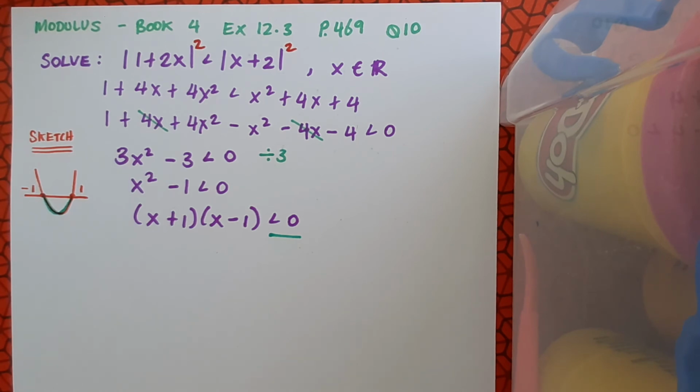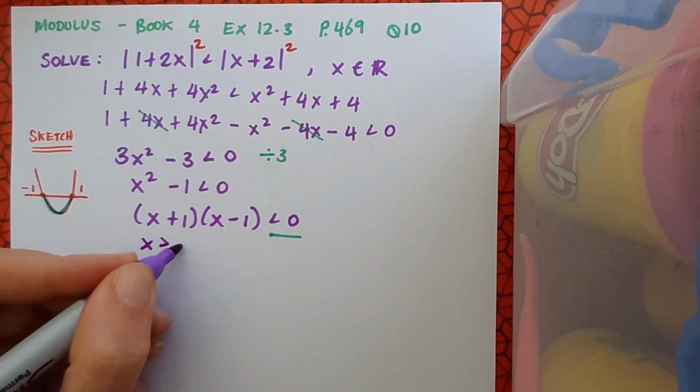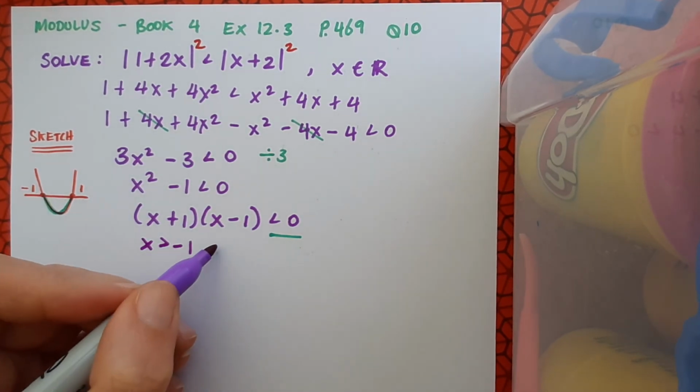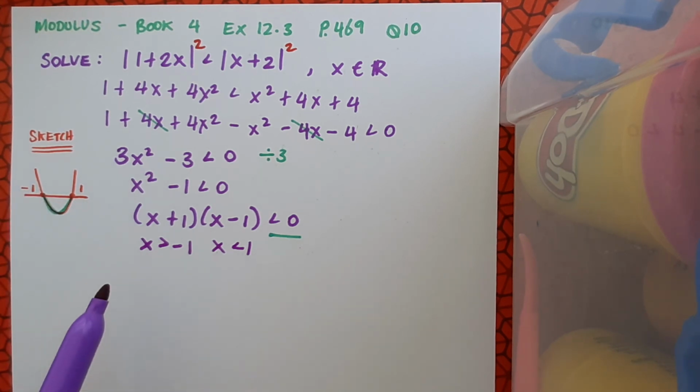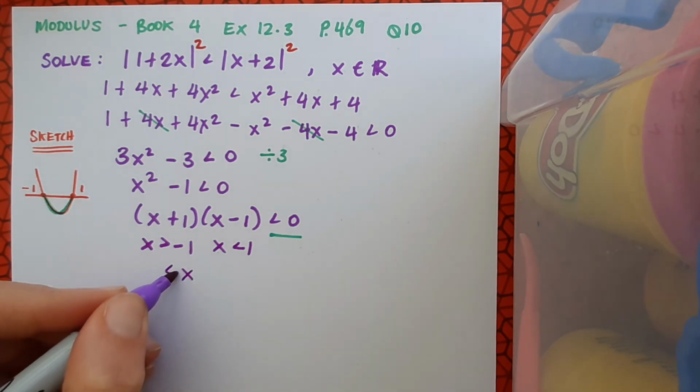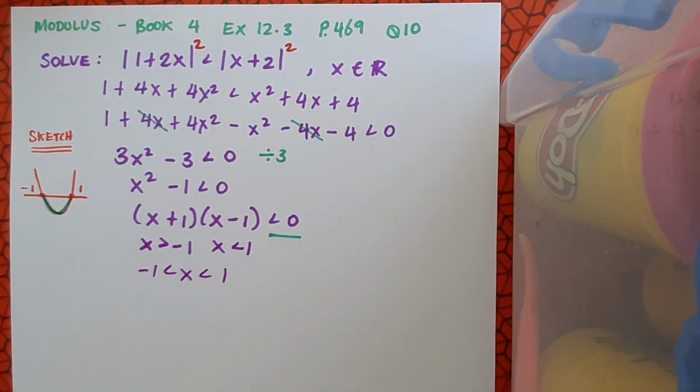and so that will then inform my choice of symbols. So for the minus 1, I'm going to the right of that, so x is greater than minus 1, and again x is less than 1 because I'm going to the left of the 1 in the diagram. And because this is one region of the graph that I'm after for the less than 0, I can write this as one answer if I like. So x is between minus 1 and 1.